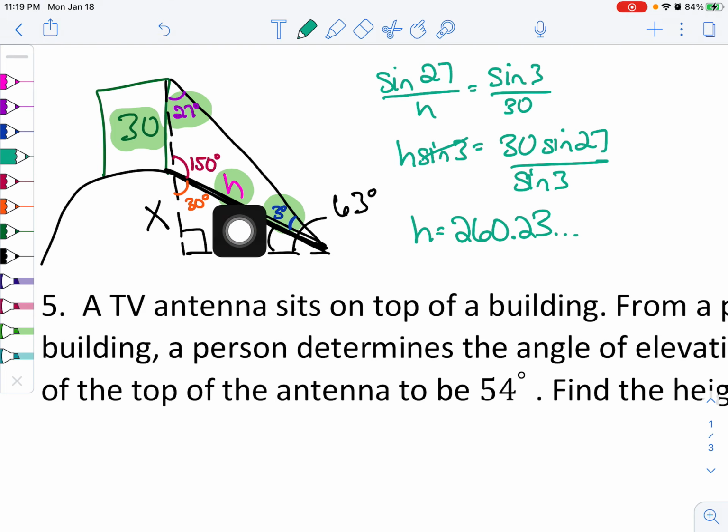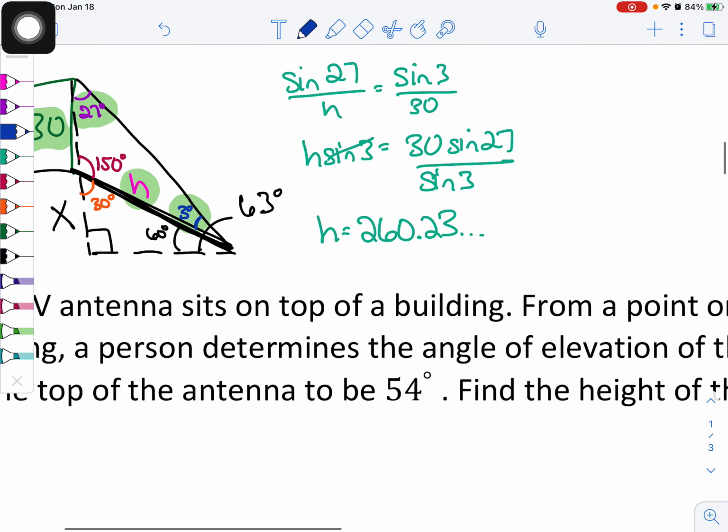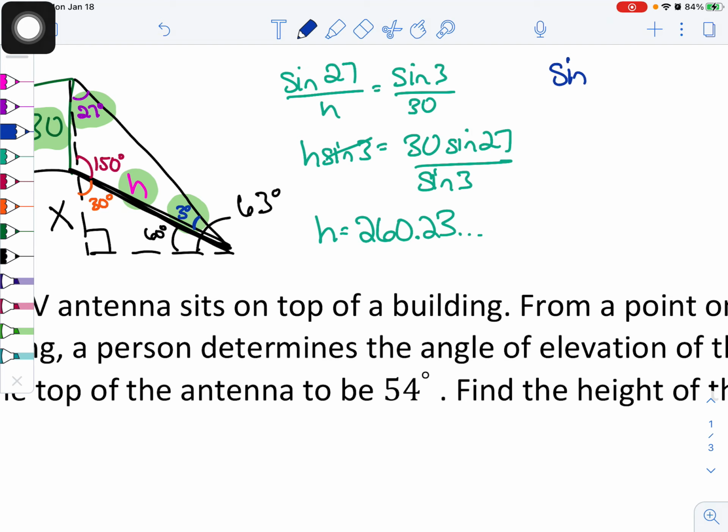So now that I know H, I can reset and work on the little right triangle that has the height of the hill in it. So if I reset, I'm going to use 60. I know this reference angle of 60, I know the side opposite is x, and I know the hypotenuse is h, which is this 260. So sine of 60 is equal to x over h, which means x is equal to h sine of 60.